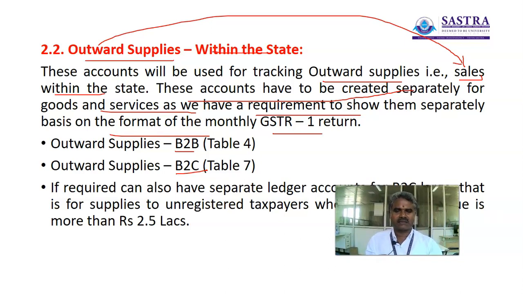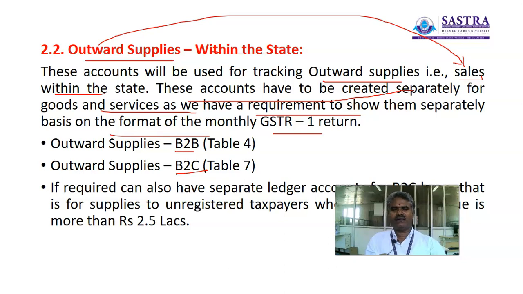B2B is business to business. B2C is business to customer. Here, both are eligible for output supplies. We have to collect output tax and pay it to the government, even when we sell goods to some other business.